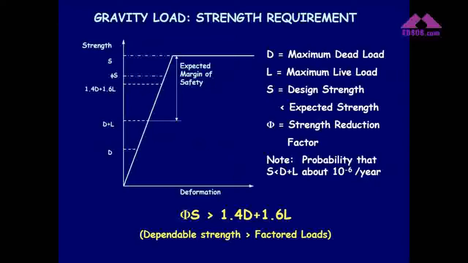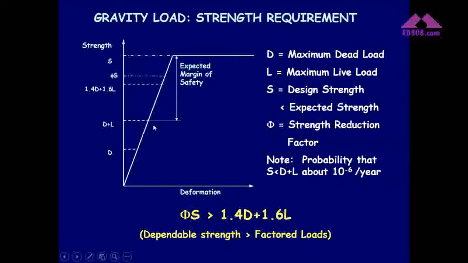This is a graph, a force displacement graph, or you can call it a strength deformation graph, showing how we design our buildings for gravity loads. From the y-axis of this chart, you can see the dead load as the lowest level of load. Then dead load plus live load that can occur, that can come to our building. But we do not design our buildings for gravity loads up to this level.